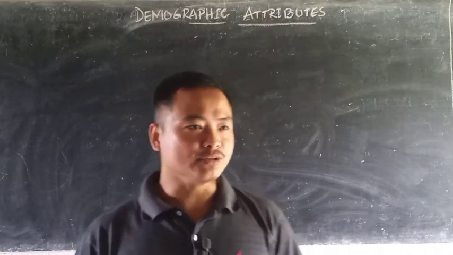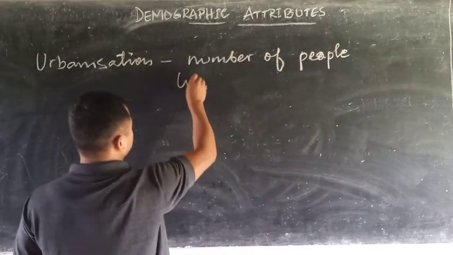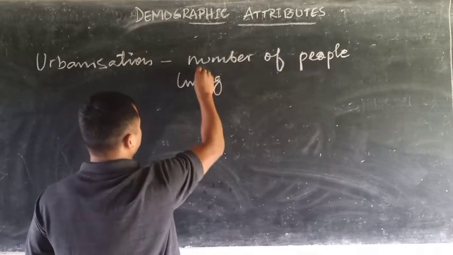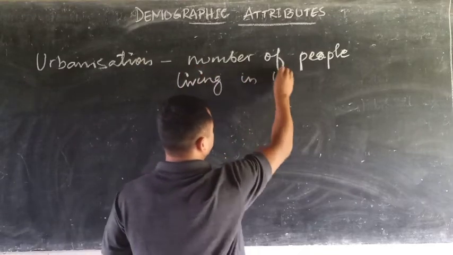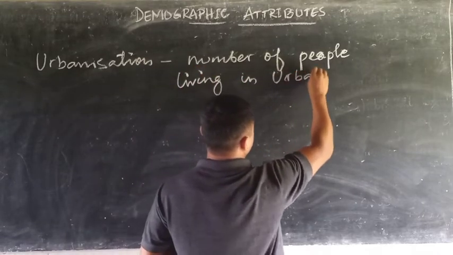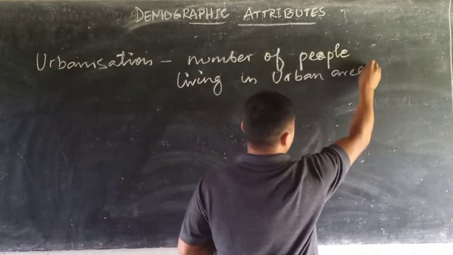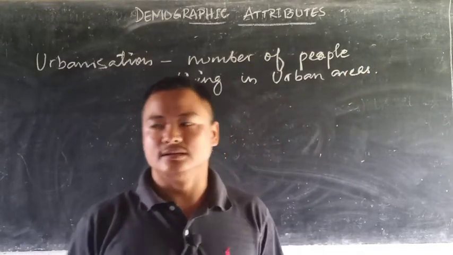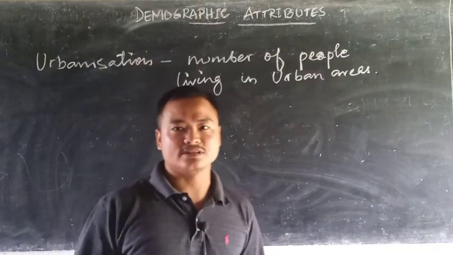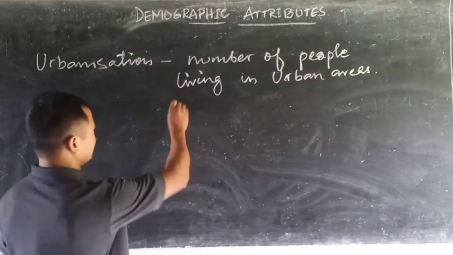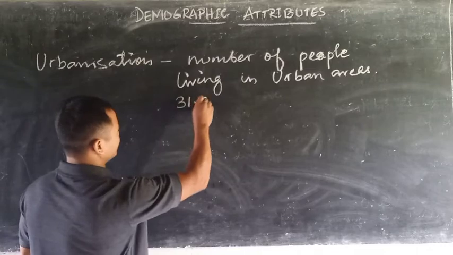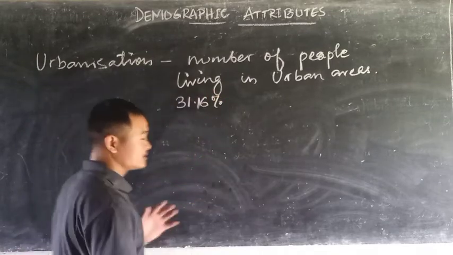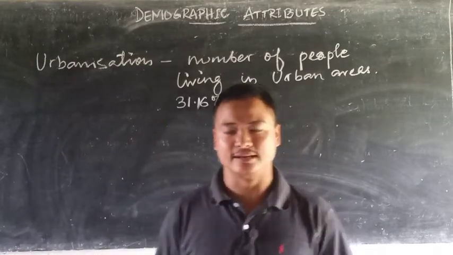In fact, you can say living in the urban areas. And we found that the urbanization rate in India, or percentage of urban population in India, is 31.16%. So this is the level of urbanization in India.